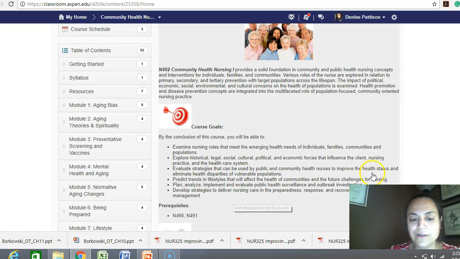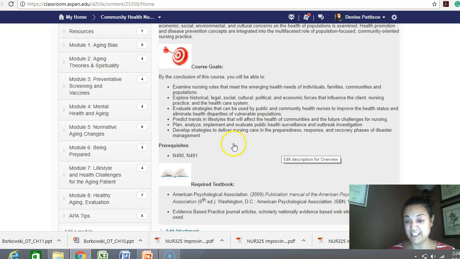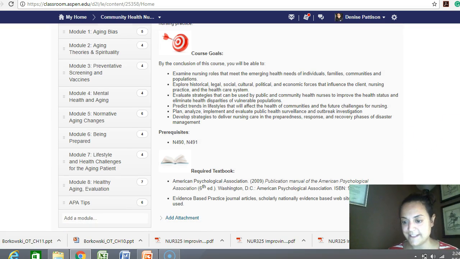So here are the course objectives. We're going to examine the nursing roles to meet the health of individuals, families, communities, and populations. Explore historical, legal, social, cultural, political, and economic factors that influence health. We're going to talk about strategies that can be used by public and community health nurses to improve health status, predict trends in lifestyles, plan, analyze, implement, and evaluate public health surveillance and outbreak investigation, so it's known as epidemiology, and develop strategies to deliver nursing care in the preparedness, response, and recovery phases of disaster management.